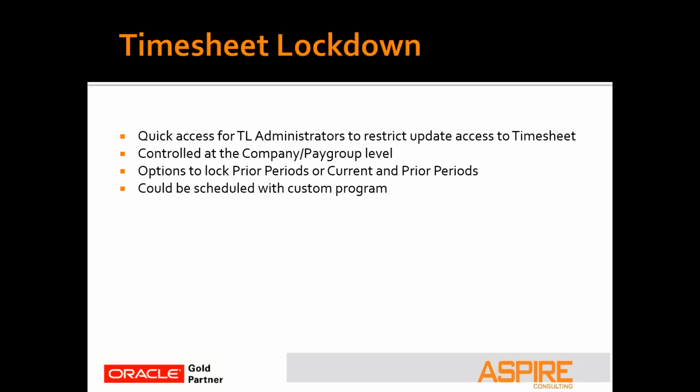Also, the timesheet lockdown is quick access for your administrators to get in and restrict access to timesheets that you're trying to process. So if you're running payroll on a Tuesday at 1 o'clock in the afternoon, you can lock down your timesheets at 11 a.m. or at 1 o'clock, whichever you so choose. And that will restrict anybody from being able to go in and modify a timesheet while you're trying to get it processed and run through payroll.